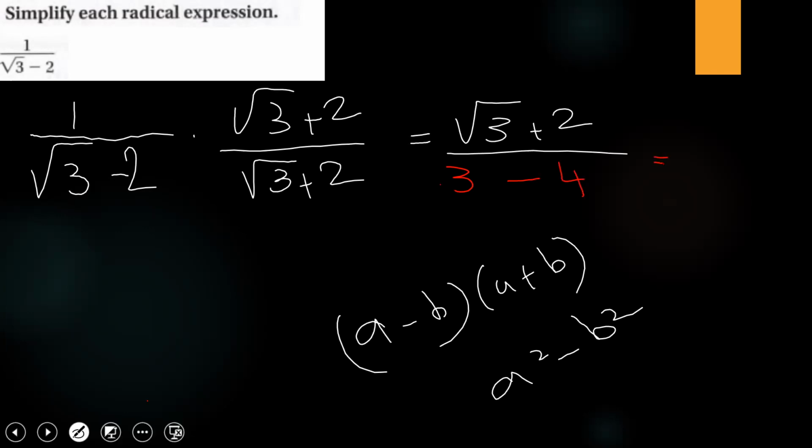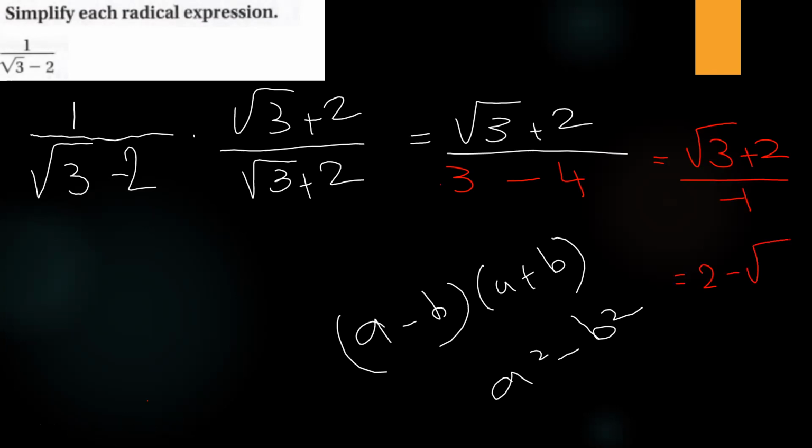So what do we get? We will get square root of 3 plus 2 over negative 1. Or we can say it is negative 2 over, I mean, let's change the signs if you multiply them by negative 1. Is it clear? Yes, teacher.